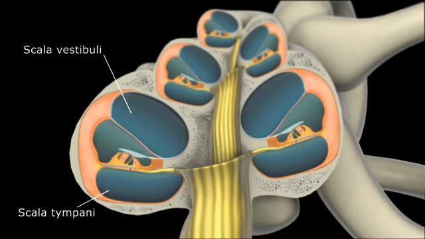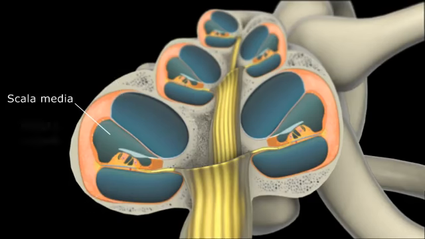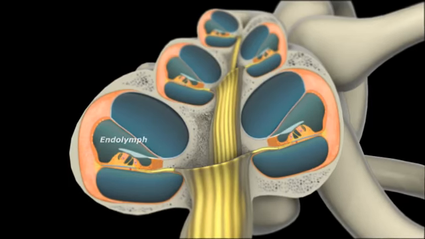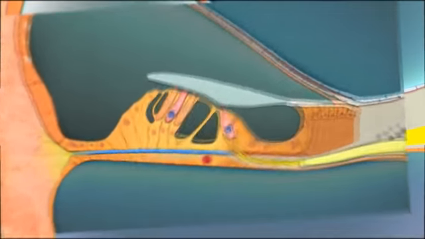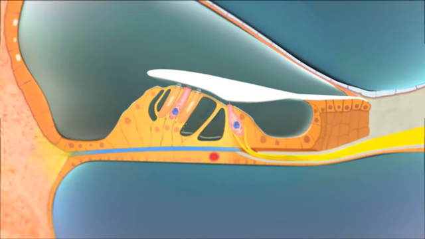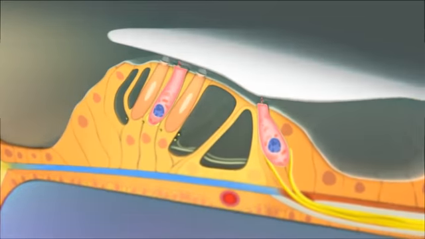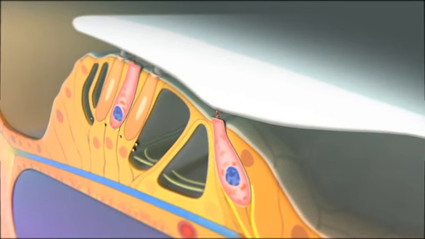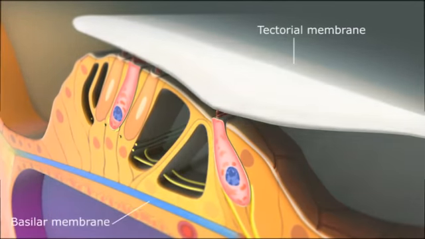Between the scala vestibuli and scala tympani is the scala media. This houses the organ of Corti, which is referred to as the receptor organ of hearing. The scala media is filled with endolymph. The scala media includes structures from the tectorial membrane, basilar membrane, and hair cells, which sense the mechanical forces. The hair cells are located between the tectorial and basilar membranes.